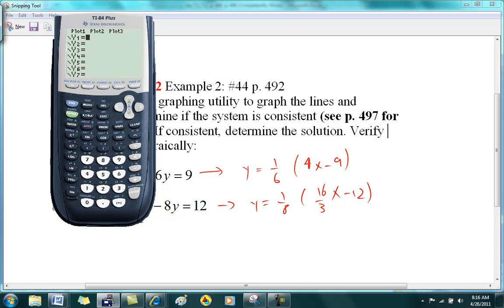So you've got 4x minus 9 divided by 6, and the other one you've got 16x over 3 minus 12 all divided by 8, and graph that. So first line, second line.